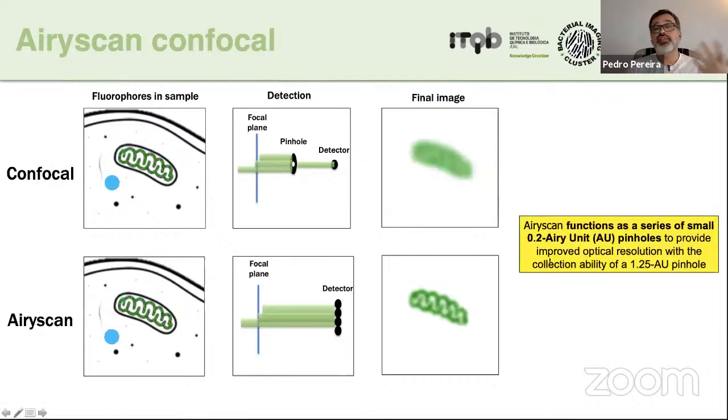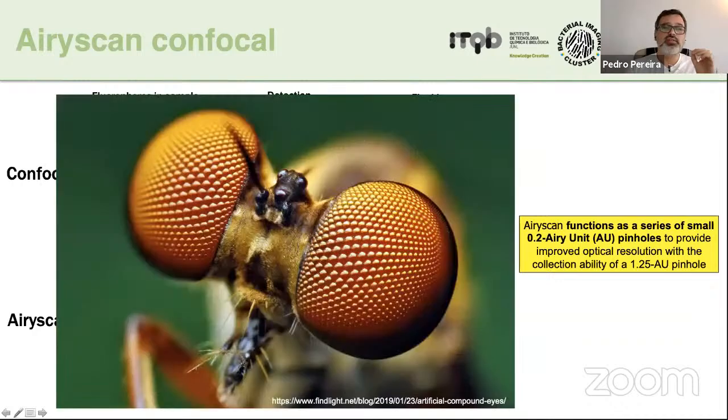So as a definition, you would say that it functions as a series of small area units, pinholes, that provides an increase in optical resolution and in contrast. But if you want to understand Airyscan confocal, it's very simple. It's basically you give compound eyes to your confocal, okay?